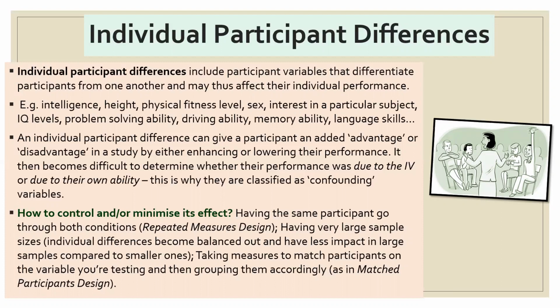Another thing that we can do is we can have a really large sample size. So a general rule is the larger you make your sample size, or the larger you make the number of participants in your study, the more the individual differences will get balanced out. Balanced out means that because you've got more participants, the actual individual impact is going to be less in relation to the actual large sample you've got.